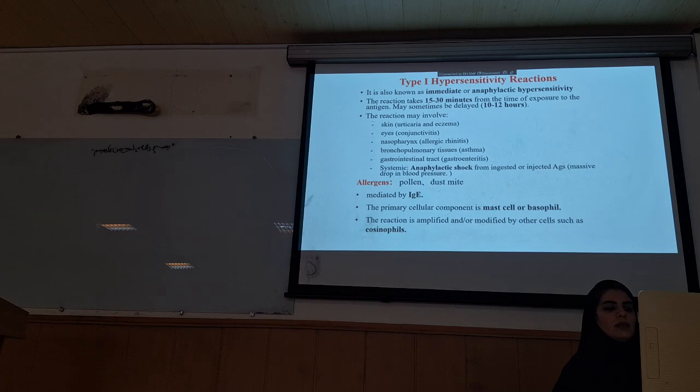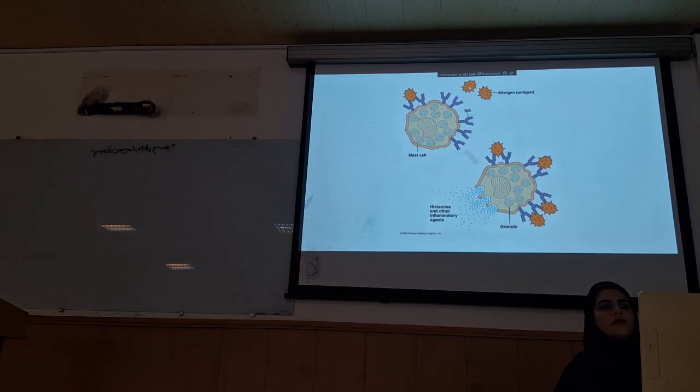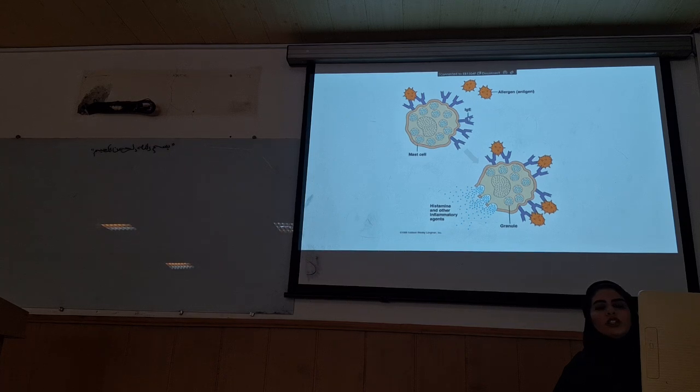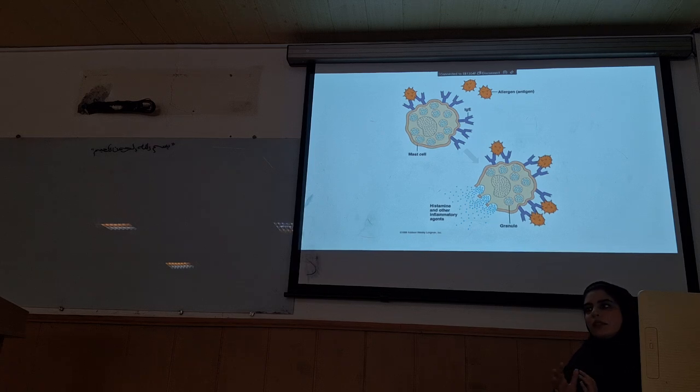The reaction is amplified by other cells such as eosinophils. So this is a schematic picture of the anaphylactic reaction. You have a first exposure, for example, to pollen or some environmental antigen, and in the first exposure, IgE immunoglobulins are produced, but the person does not have any symptoms.